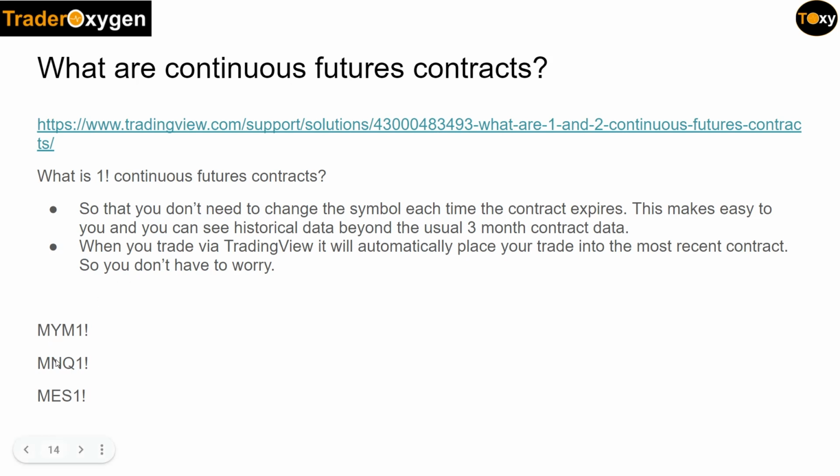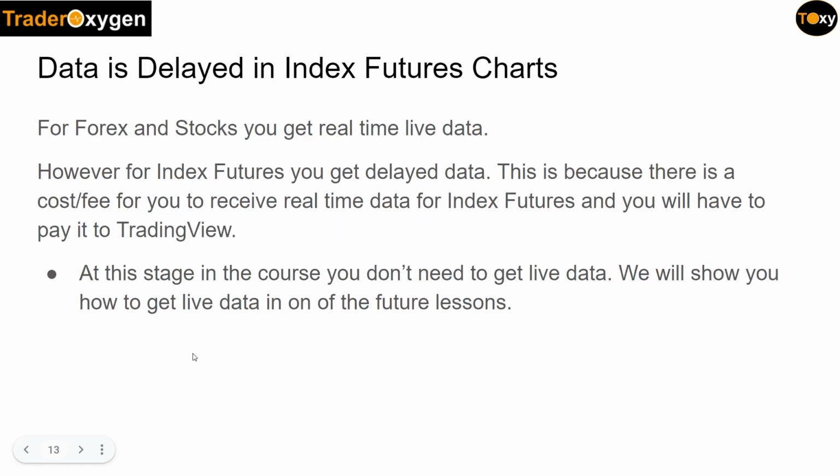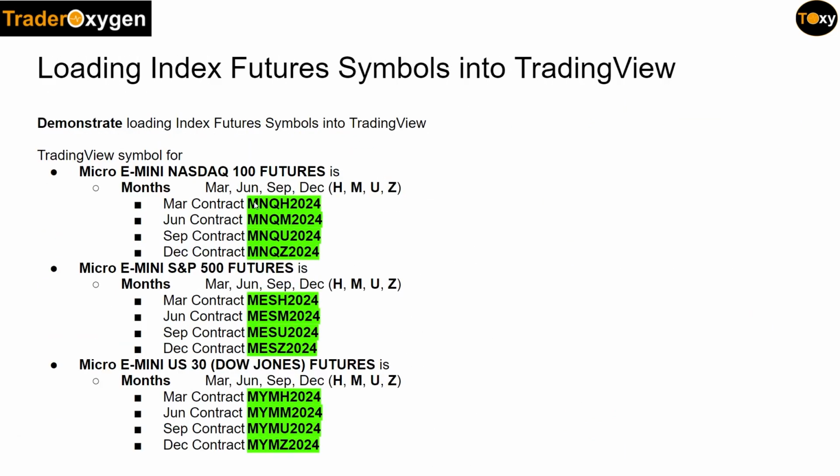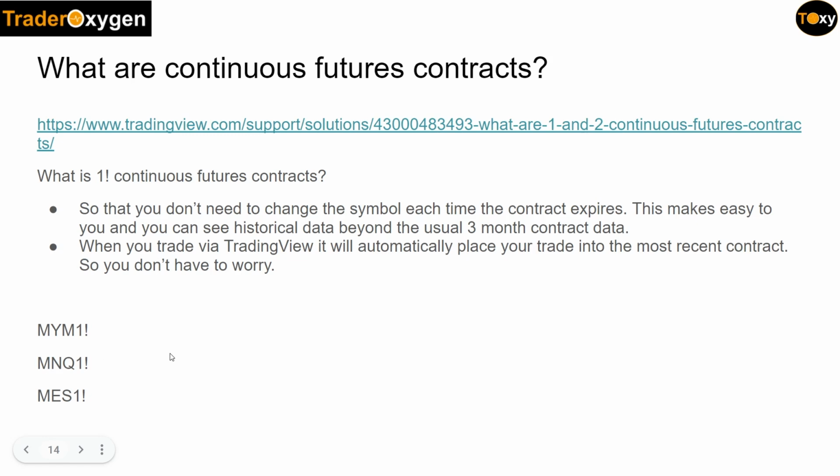So the symbols are basically MYM1! for the Dow Jones continuous futures contract, MNQ1! for the continuous contract of Nasdaq, and this is for the S&P. Here you don't say whether it's 2024 or something like that, because otherwise you have to say, for example, MNQH2024 for the March 2024 contract, or MNQU2024 for the September. But in continuous futures you don't have that part. You simply say MNQ1!.